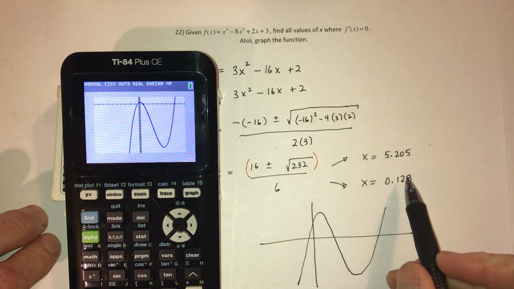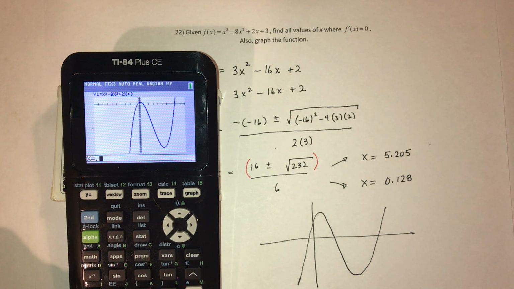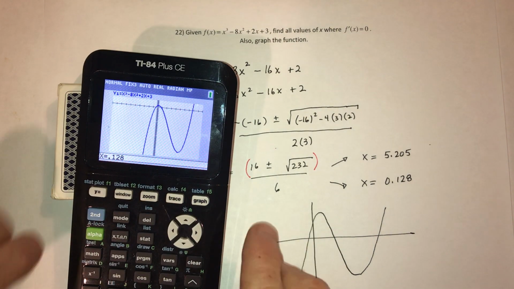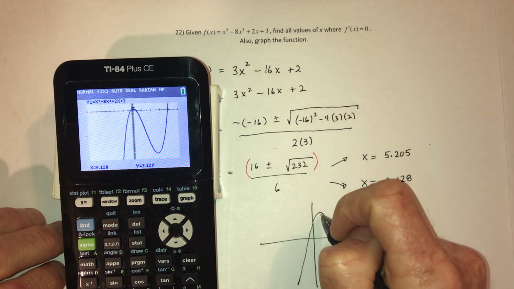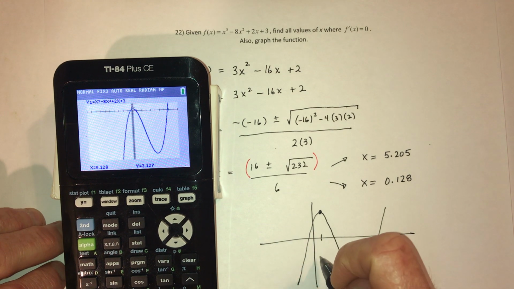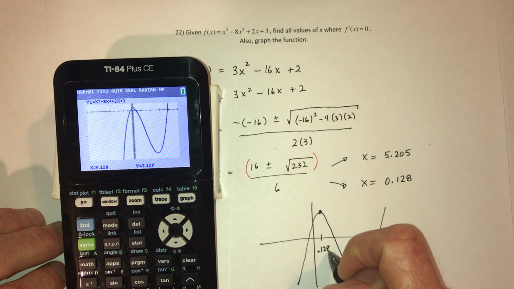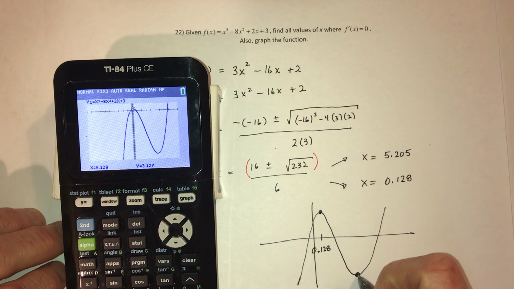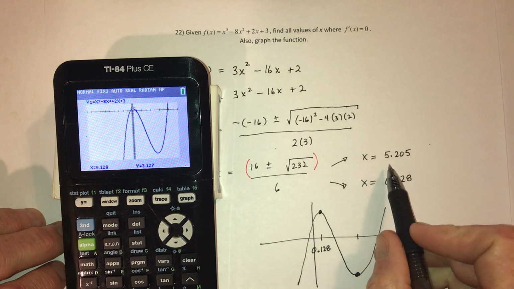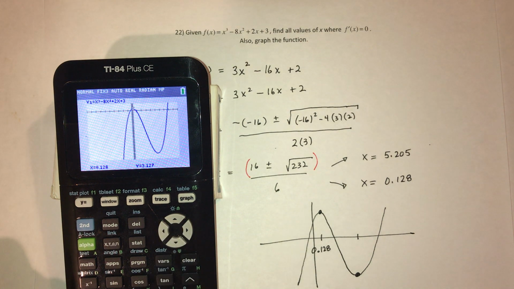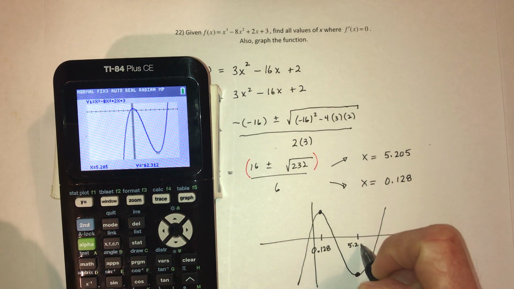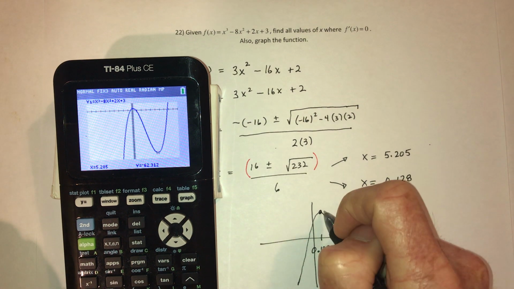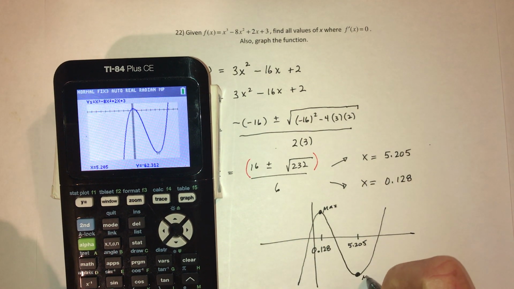Now I want to make sure that these are correct. So I'm going to go to trace 0.128, and that should be the very top of that hill right there. That's good. So this is when x equals 0.128. And then this point, the lowest point, that should be the 5.205. So trace 5.205, perfect. So there's a maximum right here, and there's a minimum right here.